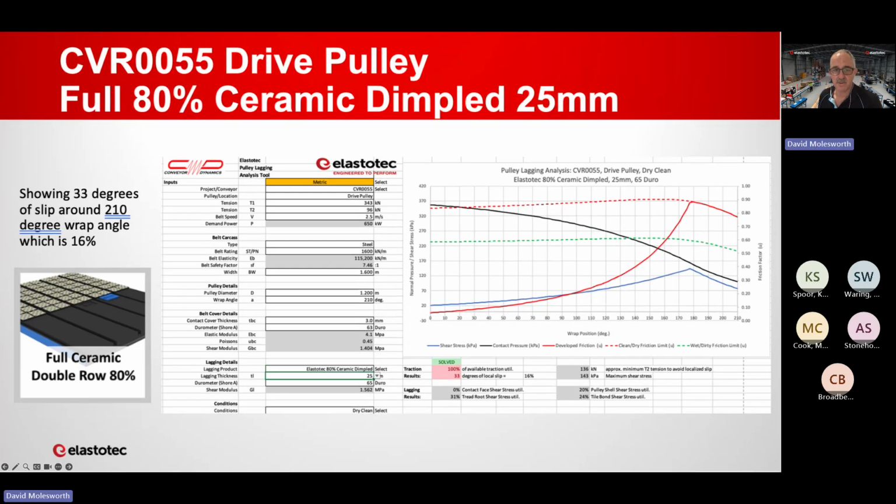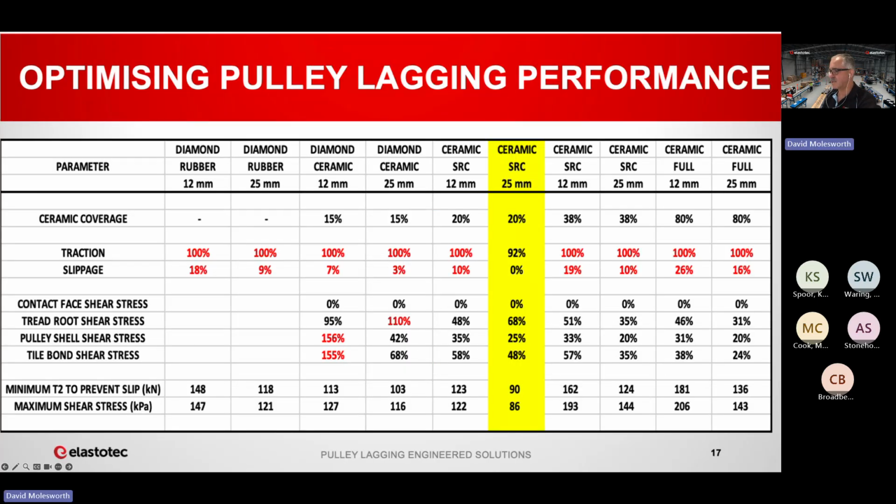And then this next slide, which is the main one that I wanted to look at. So this is just a summary of all of those different analyses that we just looked at. And this is one of the things you can do with lagging select. So across the top here, we have the different laggings. So the diamond 12 mil, 25 mil, the diamond ceramic 12 and 25, the 20% ceramic 12 and 25, and so on. You can see the ceramic coverage across here.